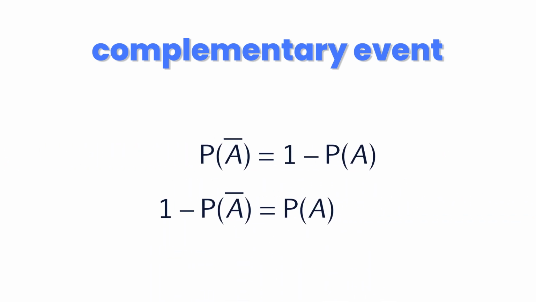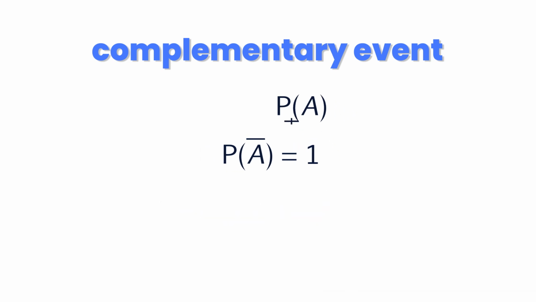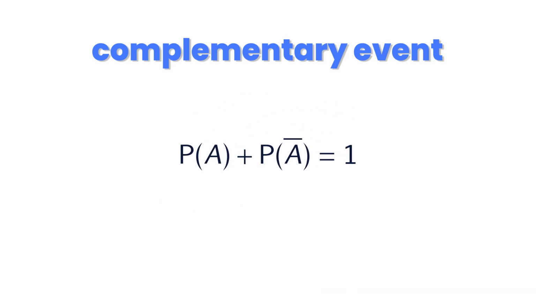Now, lastly, you should note that you can use this formula the other way around. If you know the probability of not A, you can also find the probability of A. You simply take 1 minus the probability of not A to get the probability of A. Pro tip: look at P of A plus P of not A equals 1 as an equation. Then solve for what you need.